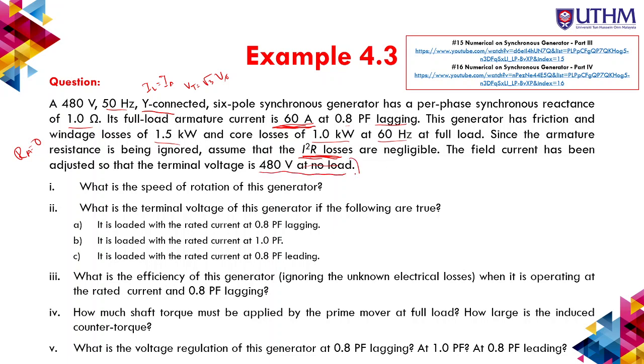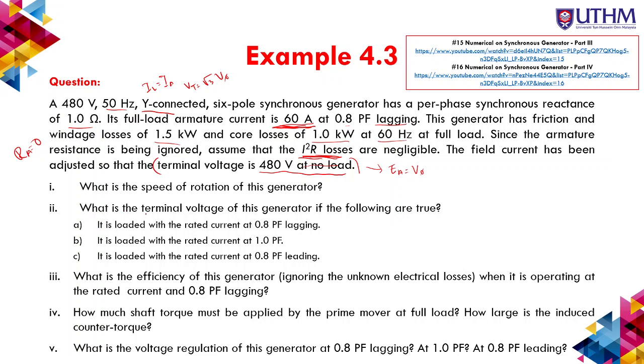In this situation at no load, no load means that IA equals 0. What happens when IA equals 0? EA equals V phase, or VT. So the first question they ask is about the speed of rotation.